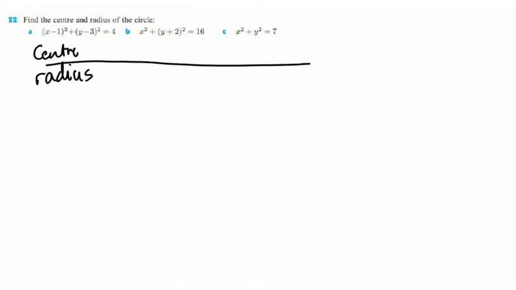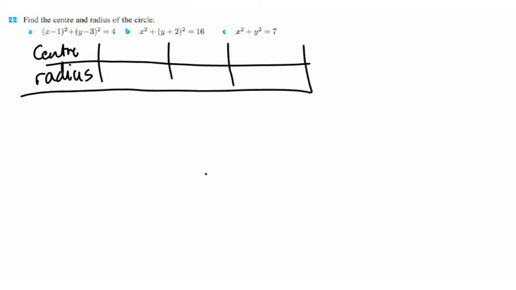Question 23, find the centre and radius of the circles in each of these cases. Well, that's going to be pretty easy now. We've had a bit of a go at these. So let's just make a list for the 3 possibilities here, put them in a table and we'll be done. So the centre in the first one is going to be 1, 3. Remember it's x minus a, y minus b, or often you'll see them written as h, k instead of a and b, still works the same way.